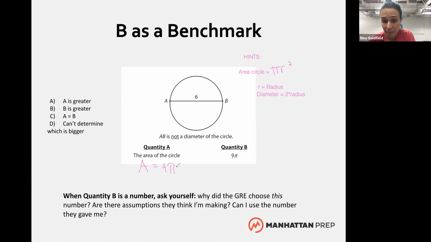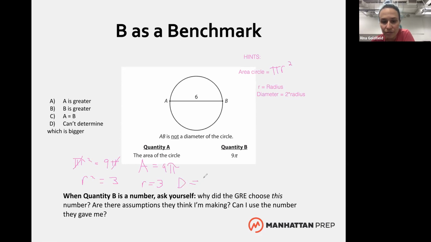Our area formula, which I put up in the top right, is pi times the radius squared. That would mean our radius would be 3. I'll find that by saying pi r squared equals 9 pi. Our pi's can cancel out, since we've got it on both sides. So our radius squared equals 9, so our radius equals 3 in that case. And then our diameter, which is 2 times the radius, would be 6.